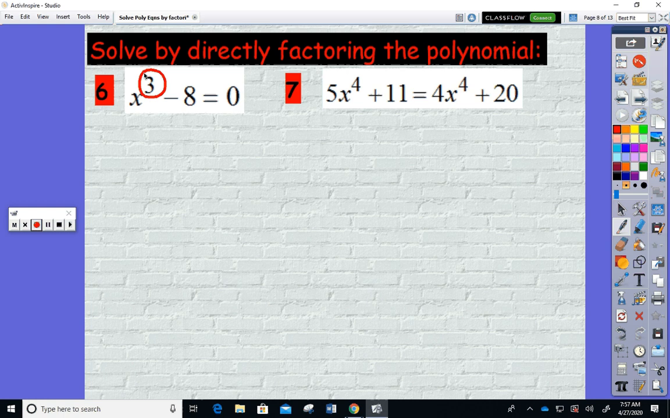So is it a difference of perfect squares? No, x to the third is not a perfect square. So is it a difference of perfect cubes? Yes, it is, because x cubed is clearly a perfect cube. And remember, 8 is a perfect cube because it's 2 times 2 times 2. So I've got a little bi-tri-soap action going.